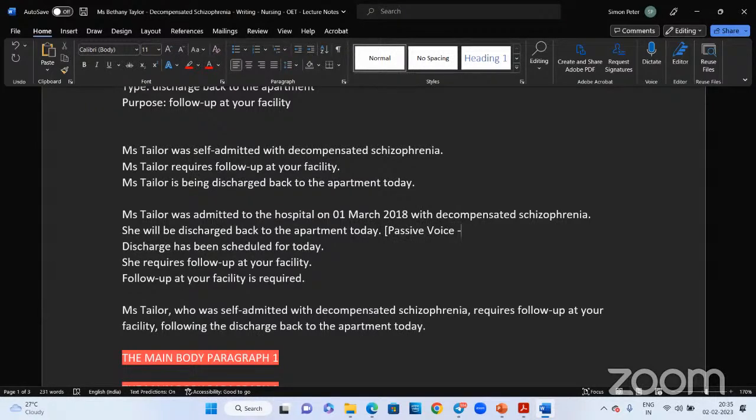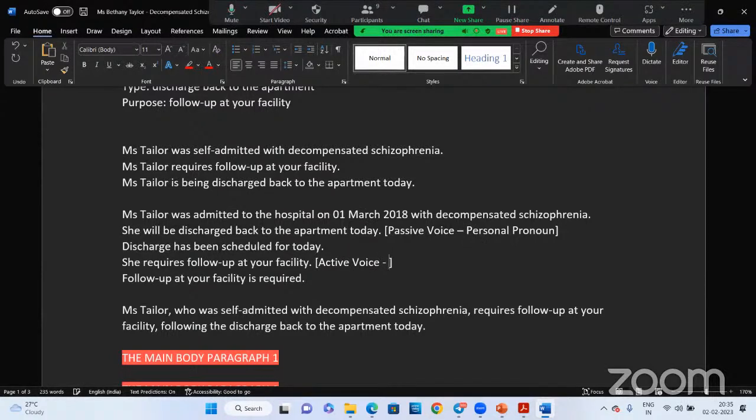Okay. But this is she. The word she is there. So, personal pronoun. So avoid this one. It's also right, but quality is low. Right? And this is active voice. Active voice, and also personal pronoun. Personal pronoun also is there. Avoid personal pronouns wherever it is.